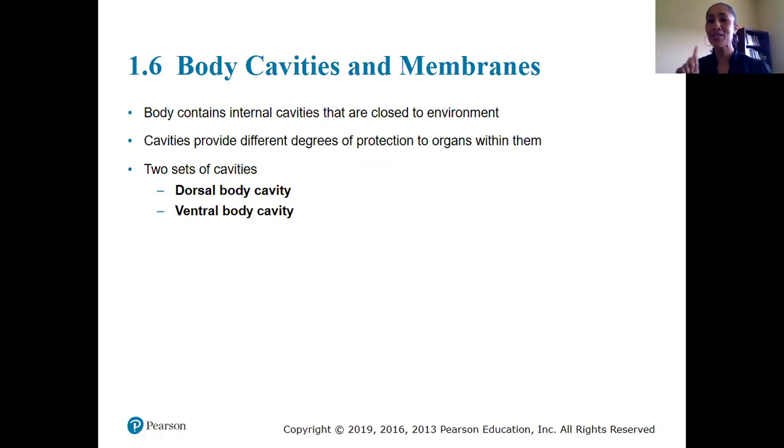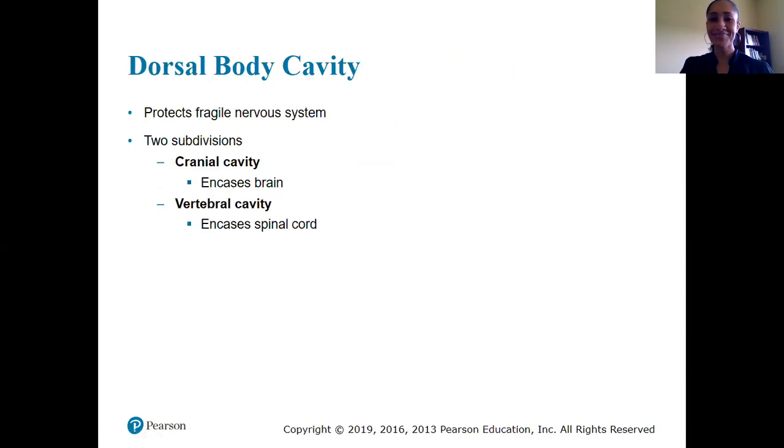Based on those 2 terms, dorsal and ventral, can you guess where these body cavities are? The dorsal body cavity is the umbrella that represents the body cavities that we find on the posterior side of the body. So we have two subdivisions of the dorsal body cavity. Both of these subdivisions are going to collectively protect the fragile nervous system.